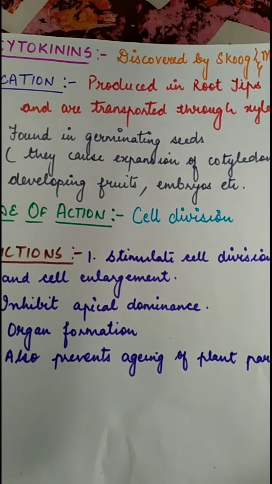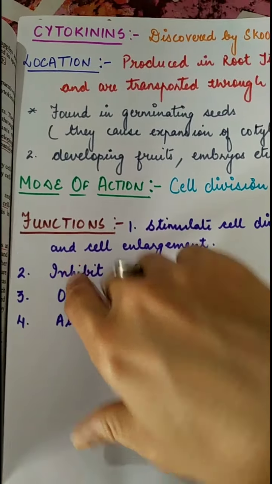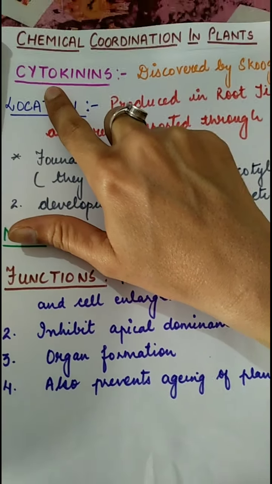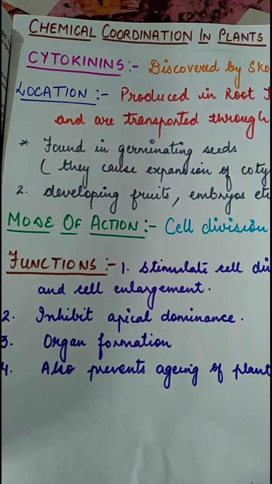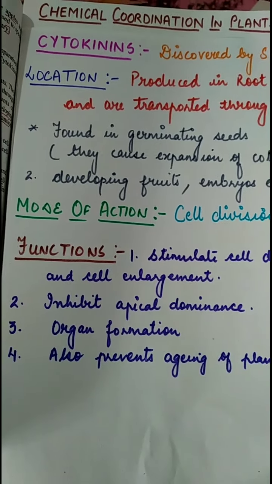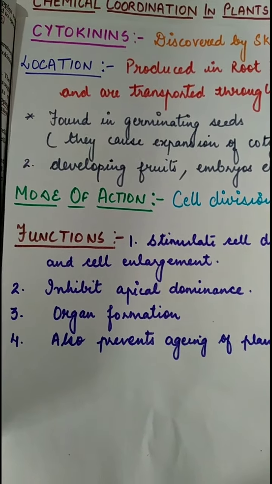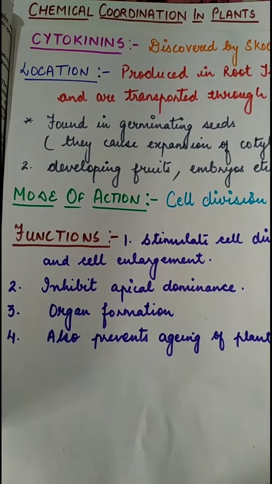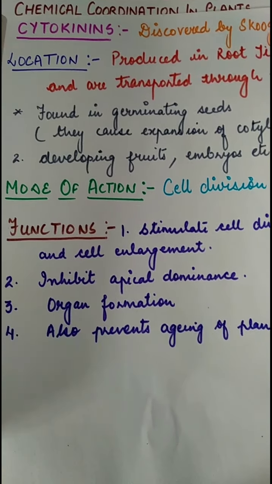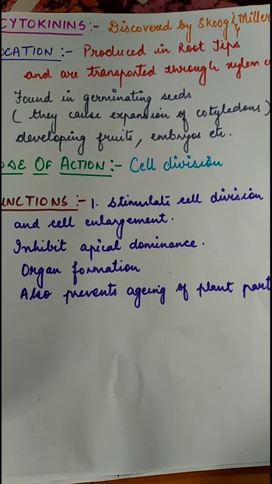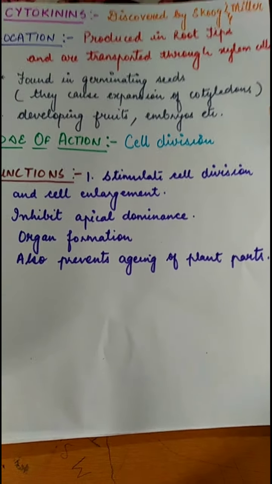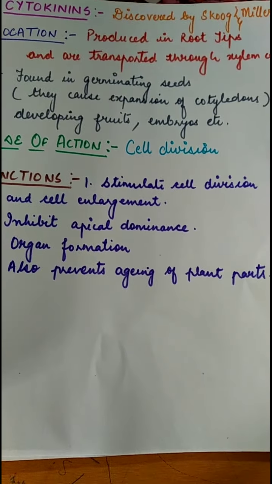You can remember this cell division and cytokinins by this: cyto means cytoplasm and kinins came from the term kinesis, that means division. So there is division of cytoplasm, it means cell division is going on. That is the basic function of cytokinins. Now the functions, let's have a look.